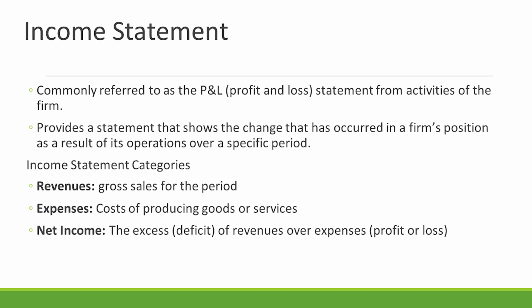The income statement categories are revenue, which is gross sales for that particular period, and expenses, the cost of producing goods or services for that particular period, which leads to net income or net loss. Net income is when revenue is higher than expenses, and net loss comes when expenses are higher than revenue. So let's take an in-depth look at the income statement.